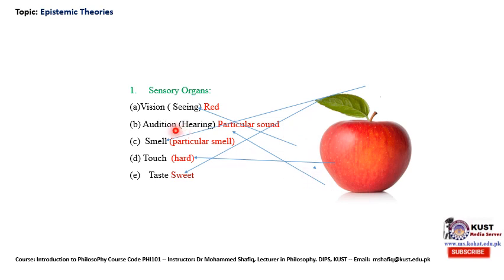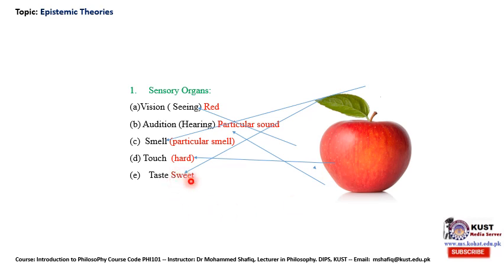Now, we have other sensory organs, like hearing. When we drop this apple, we will hear a particular sound. We have a particular smell of this apple as well, though it's in virtual reality, not in the real world. We have touch. When we touch it, if it seems hard, we will say it's hard. And we have taste as well. If I taste it or you taste it, and it tastes sweet, we will say it's sweet.